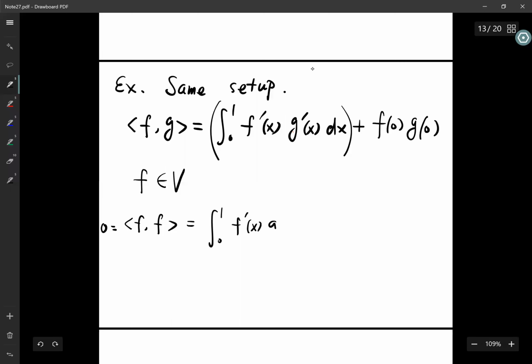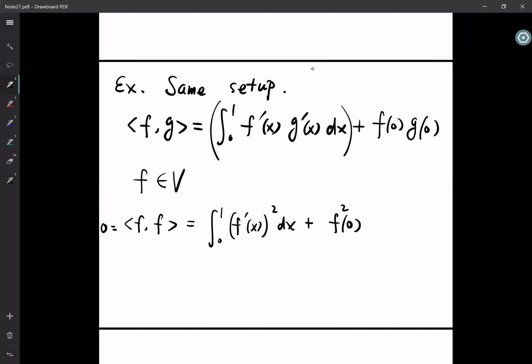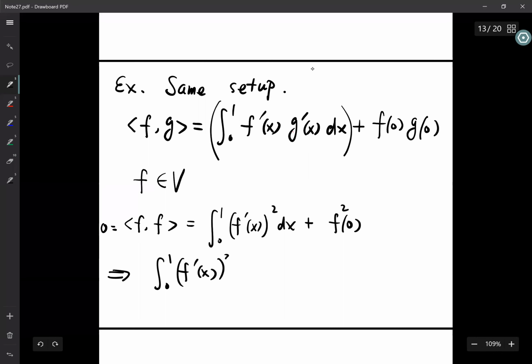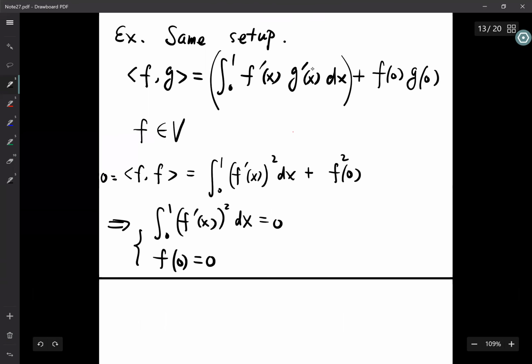The integral of f prime x squared dx plus f0 squared. So this is indeed non-negative. If it is 0, I want to show f is indeed 0. But this is again the addition of two non-negative things. Therefore, I have both the square of the derivative equal to 0 and f0 squared 0, or f0 is 0. Following the same argument, we know that f prime x squared must be 0 everywhere on 0 to 1.